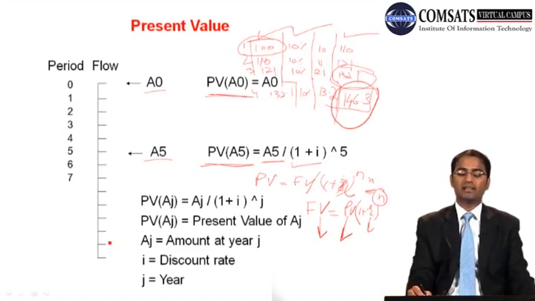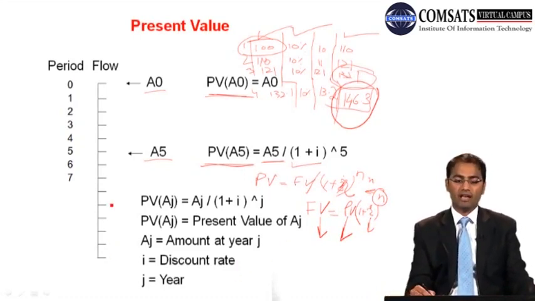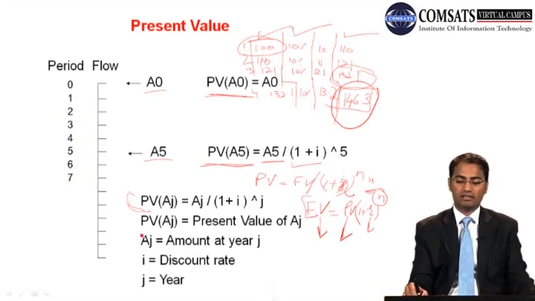So this is the concept of the present value. These are the formulas we use for present value and for future value, and this is the explanation of the different parameters used in this formula.